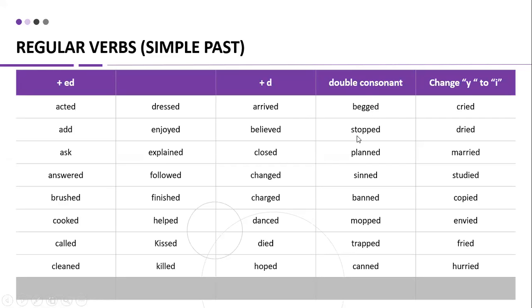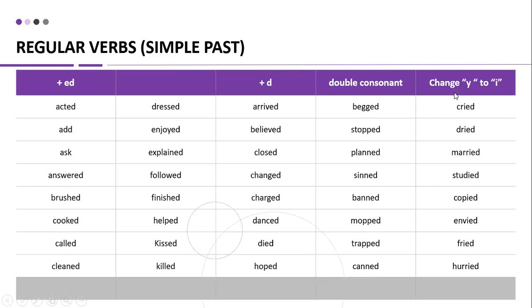Stop. Stop, PP. Plan, NN. Sin, pecar, right? NN. Espero que nunca vayan a hacer esto, eh? Ban, prohibir. Ban, NN, right? Mop. Ya habíamos visto este ejemplo. Trap, atrapar, right? PP. Can. Enlatar sería esto, ¿verdad? Sí, en la tarde. Okay, canned, and end, right?